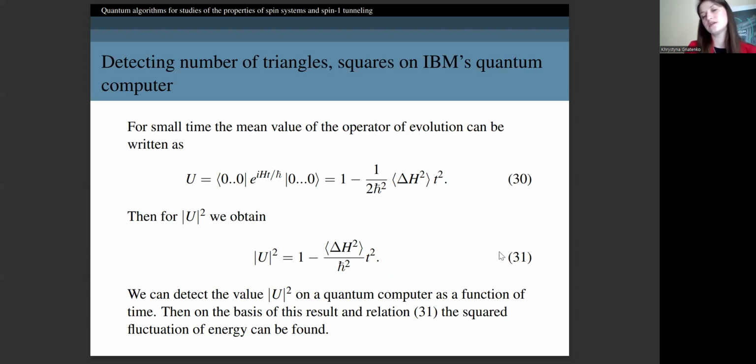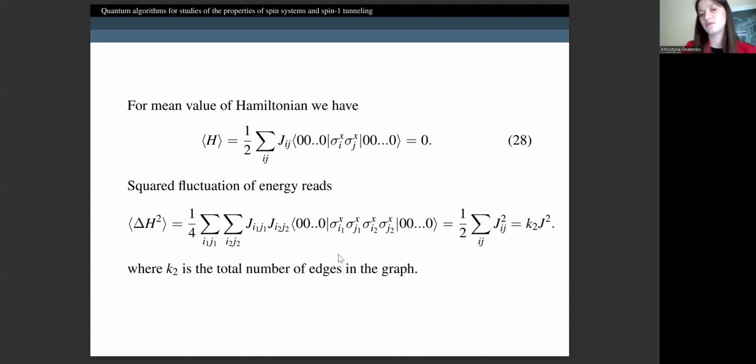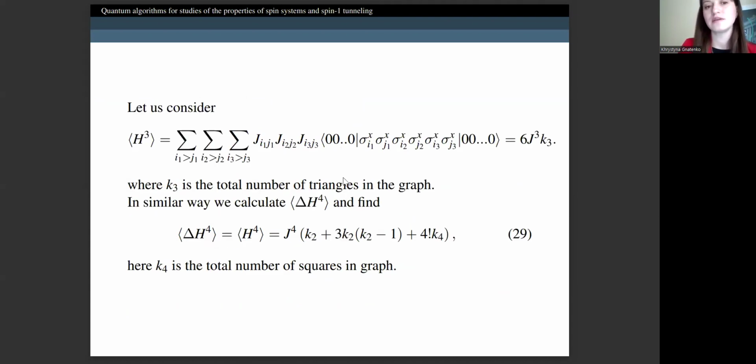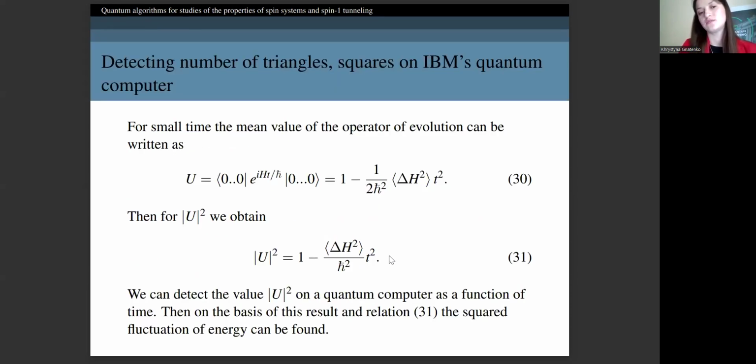So there are different methods to calculate the mean values of Hamiltonian, and maybe the most general case is to consider the operator of evolution and the mean value of the operator of evolution, and to consider this expansion. And here we obtain this mean value of h over 2, and this value is needed to find the total number of edges in the graph. Of course, in each particular case, we can find expression for this and obtain these correlators which have to be calculated. We also have done this and obtained these results on a quantum device.